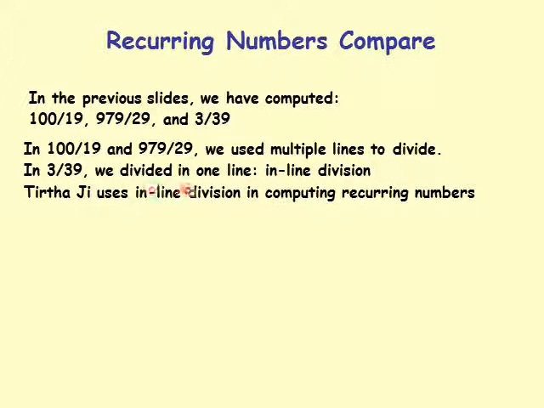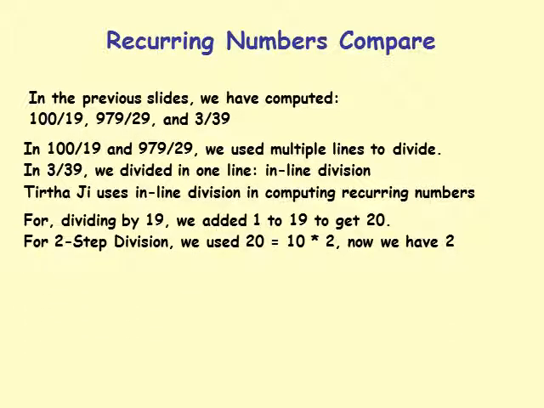Tirthaji uses in-line division in computing recurring numbers. Okay, let's continue. So Tirthaji uses the same method as we used in computing 3 divided by 39 in computing recurring numbers. Now let's try to compare that with what Tirthaji would do. For dividing by 19, we added 1. And your sutra was by 1 more than 1 before. 1 to 19, that gives me 20.